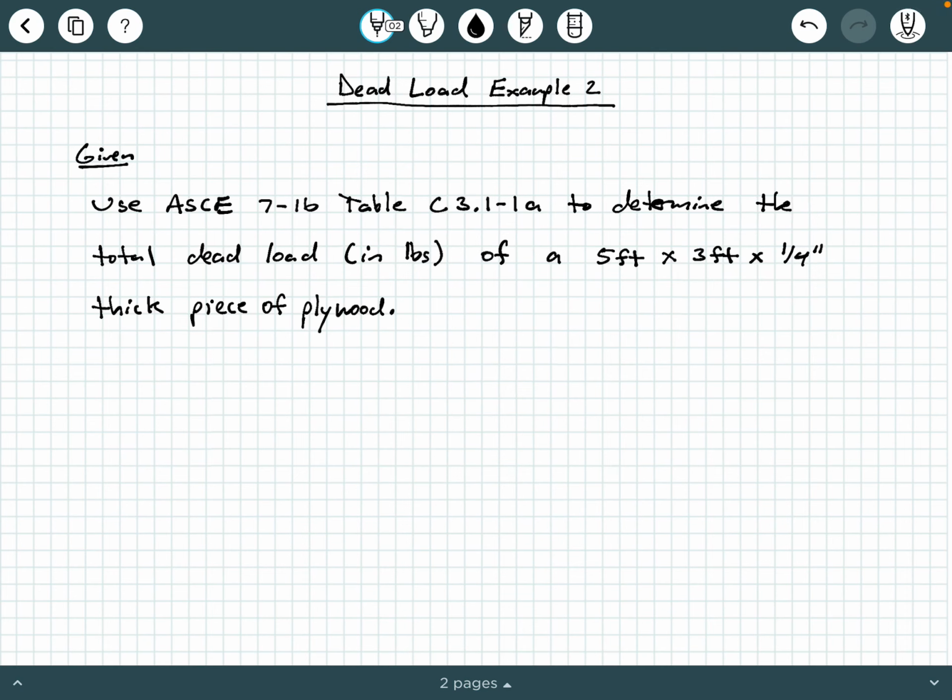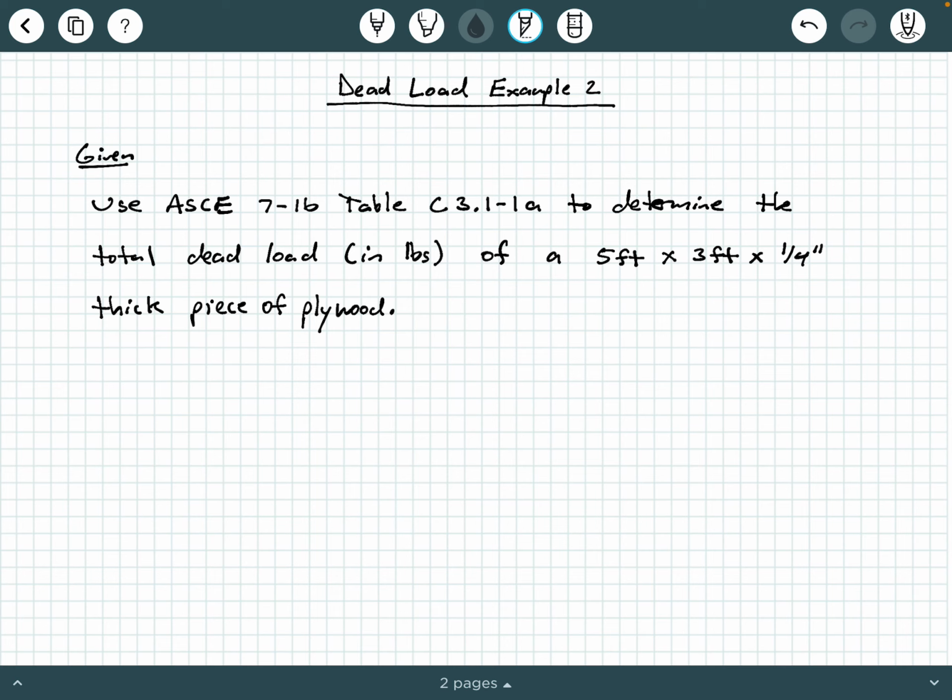Hey everybody, Dr. A here, and in this video we are going to be exploring a second dead load example. Let's go ahead and get started and look at the given information. We are being told to use ASCE 7-16 Table C3.1-1A. That C means it's in the commentary book of the ASCE 7-16 standard. We're being asked to use that table to determine the total dead load in pounds of a 5 foot by 3 foot by 1/4 inch thick piece of plywood.